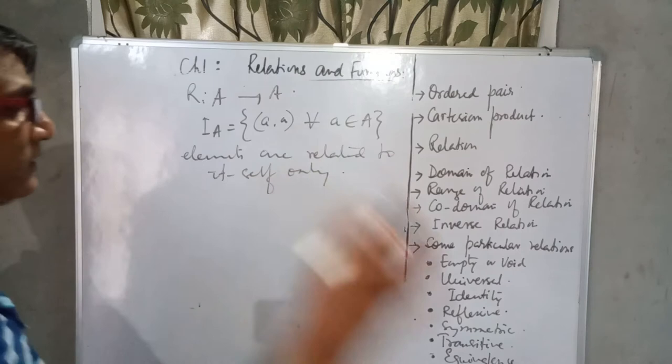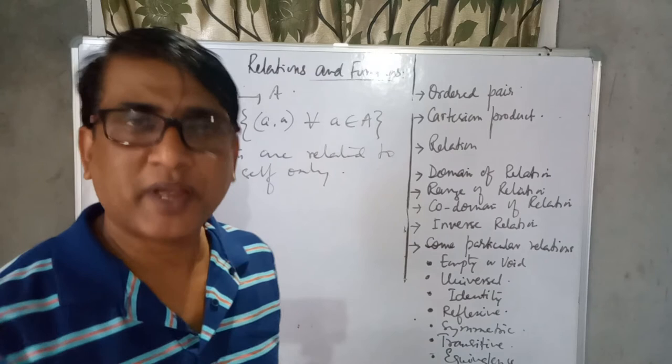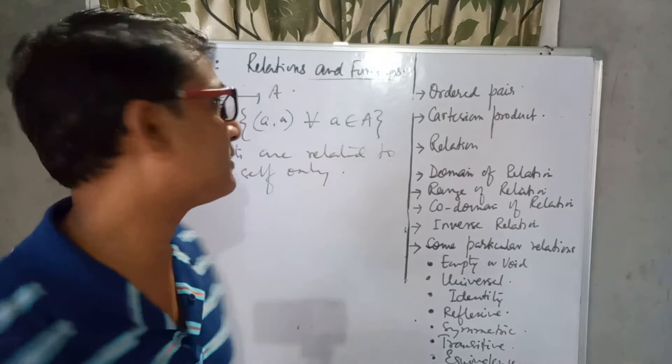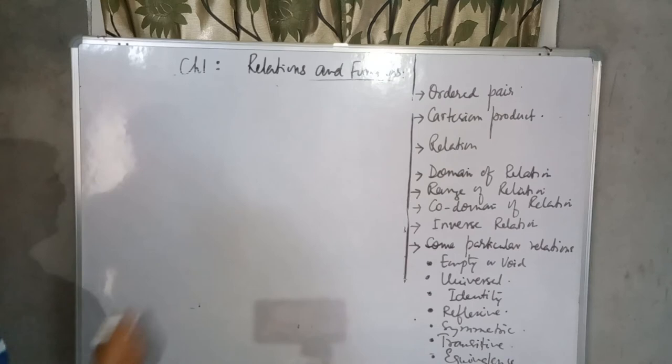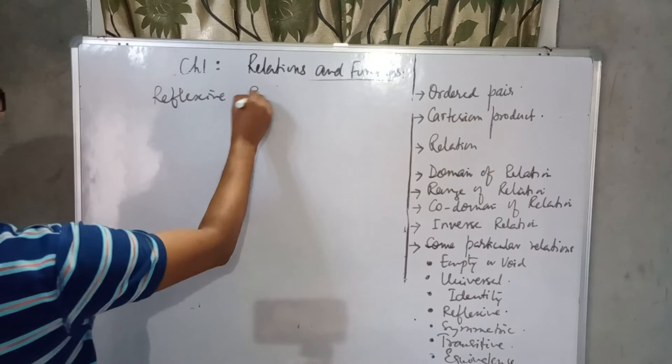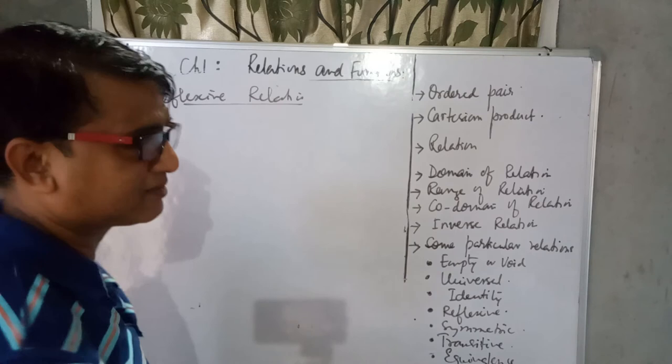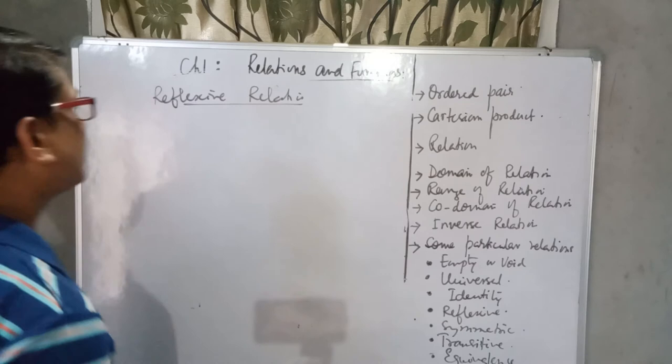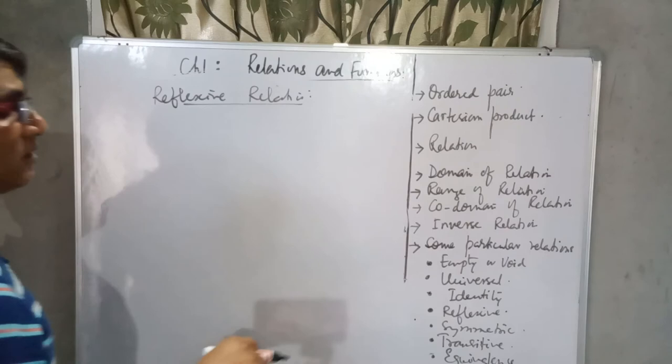So these are the basic things, and our main discussion is the next three relations, and it is important for class 12. So be careful here. Let's see the next three relations. What are the next three relations? The first one is the reflexive relation. What is reflexive relation? Reflexive relation is like the identity relation, but there is a difference between identity relations and reflexive relations. All identity relations are reflexive, but all reflexive relations may not be identity. Let's see.